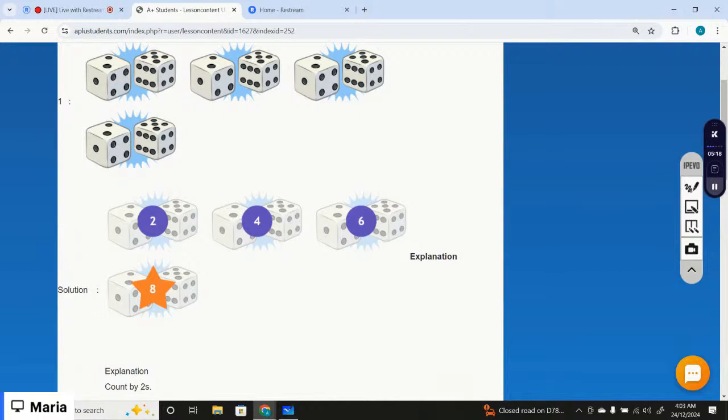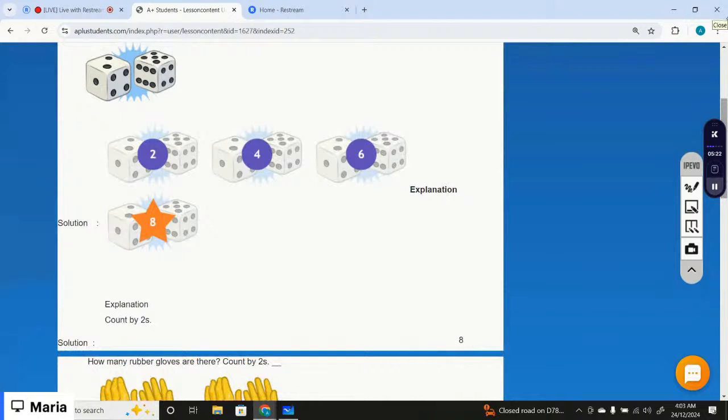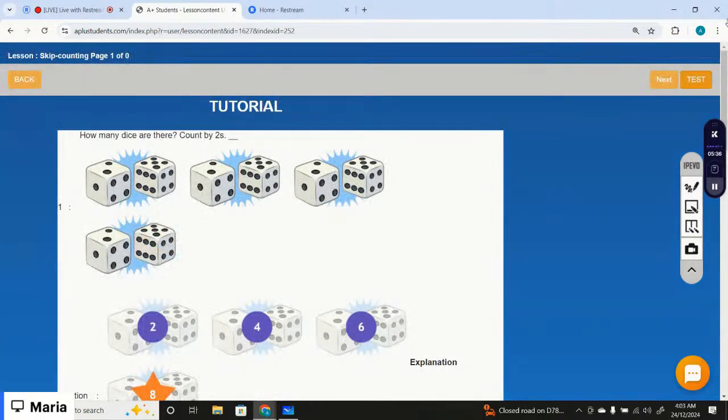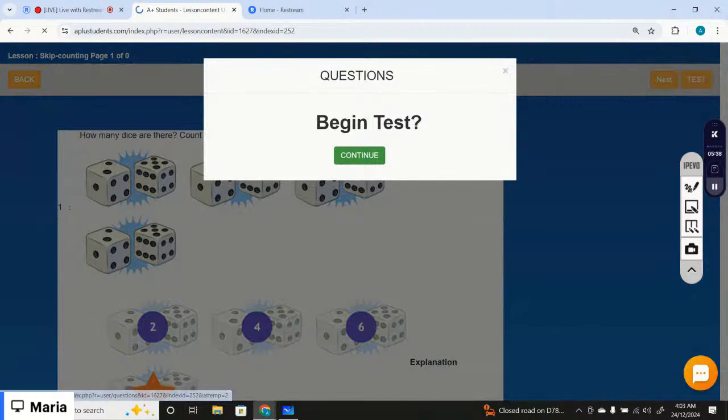So you have to skip count by twos, right? That means you have to count by twos. You don't have to count one, two, three, four like this. So two, four, six, and eight. So that means there are eight dice. The correct option is eight. Let's just start with the test questions.